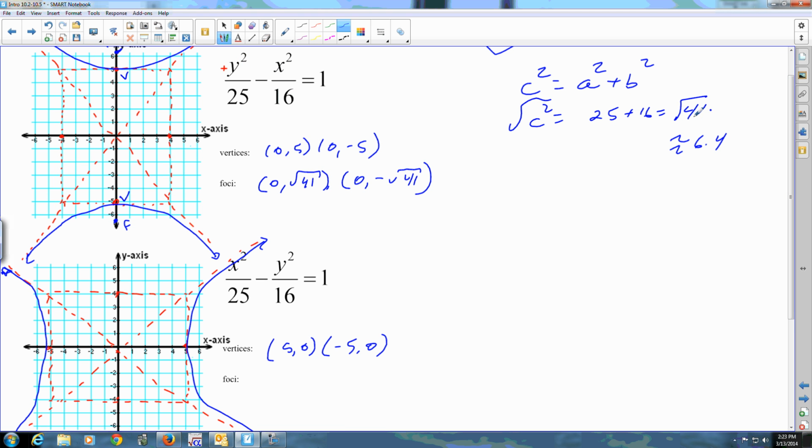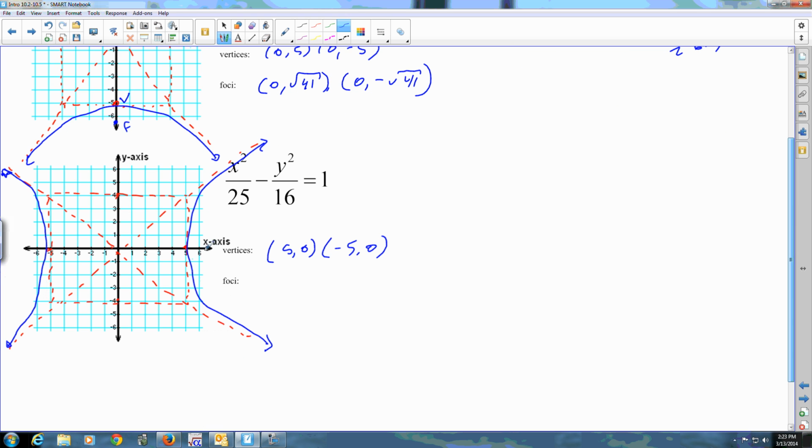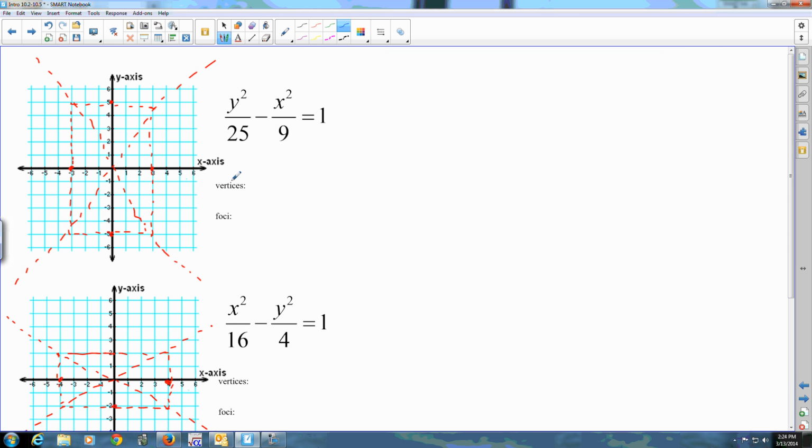So you're still going to get c as the square root of 41, which is 6.4, but this time it's in the x direction rather than being in the y direction. So square root of 41, 0, and negative square root of 41, 0. Okay, so let's go on to these ones. The y comes first, so it's opening in the y direction.